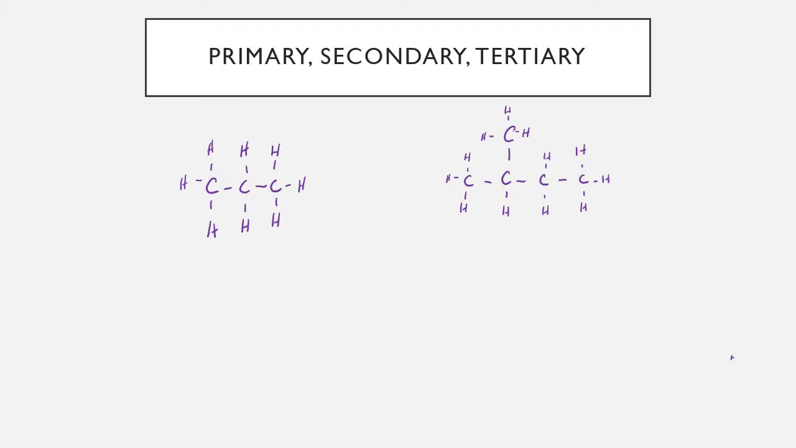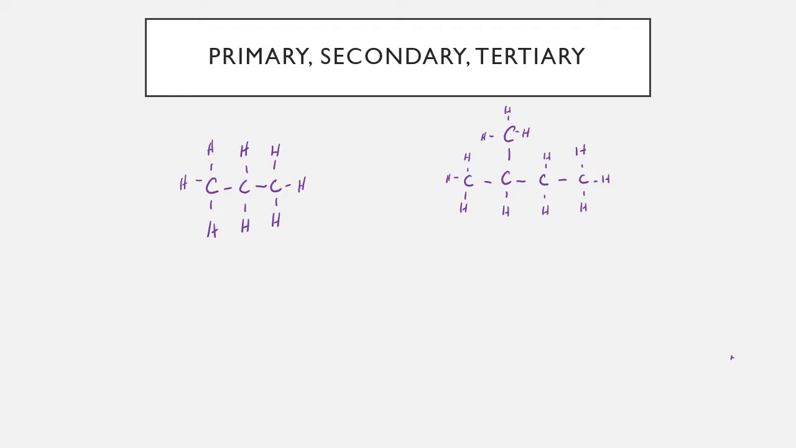Now, when we look at alkanes, there's one piece of vocabulary I want to be able to talk to you about, and that is carbons being primary, secondary, or tertiary. So a carbon is considered to be primary if it's at the end of the chain. Okay, so any carbon at the end of the chain is called a primary carbon.